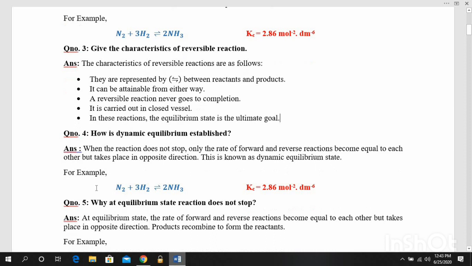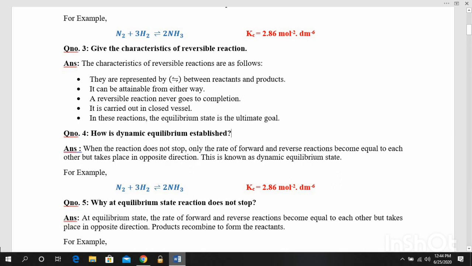Okay, so moving ahead towards question number 4: how is dynamic equilibrium established? First of all, we need to know what dynamic means. Dynamic means to move. Anything which is moving is known as dynamic. So you can see that the reactions do not stop; only the rates of forward and reverse reactions become equal to each other but take place in opposite directions.